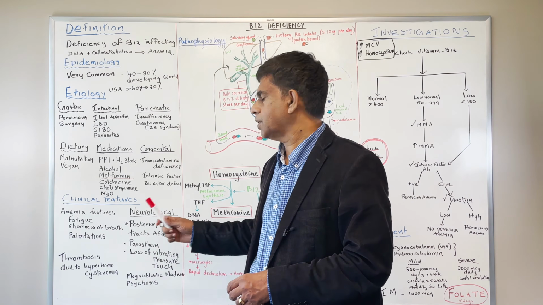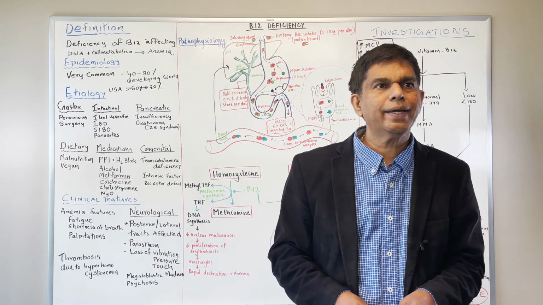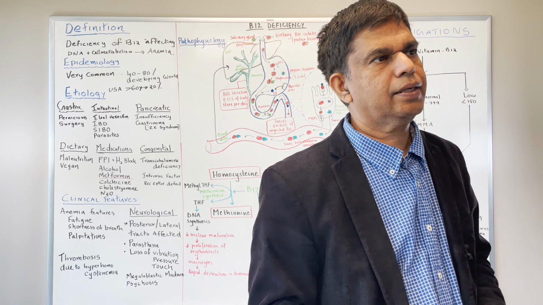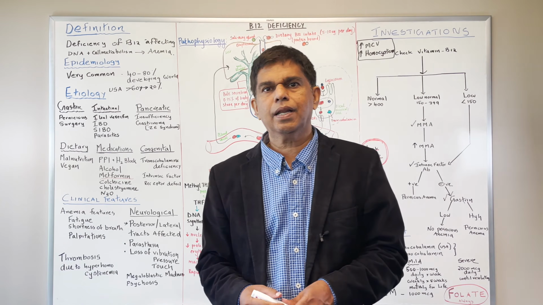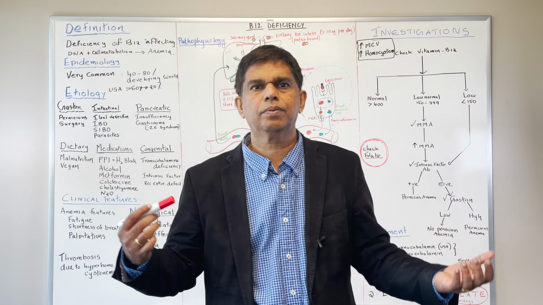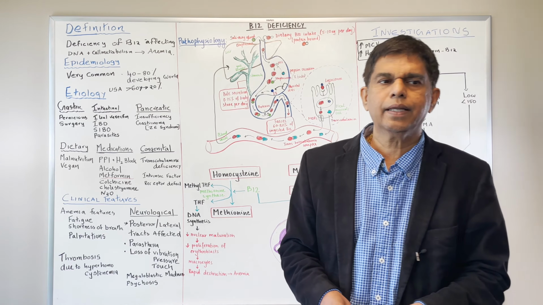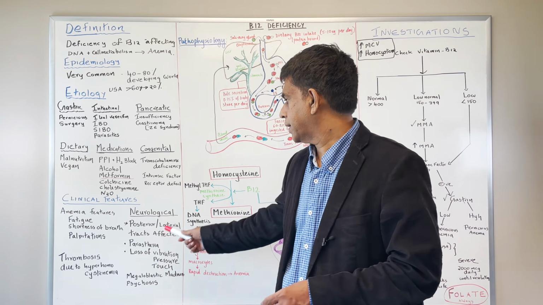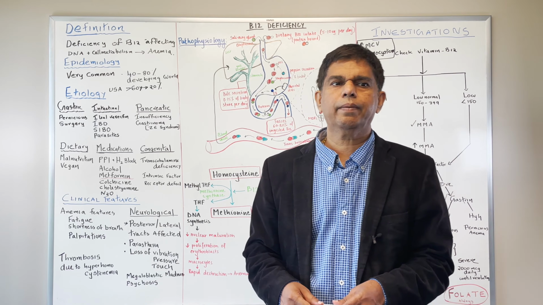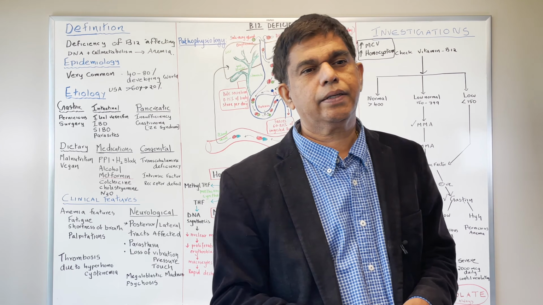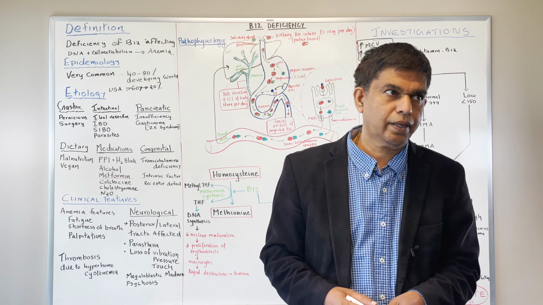So the dorsal column is affected, and then the spinocerebellar tract is affected. When you talk about spinocerebellar, ataxia and gait problems also come into play. And then the lateral corticospinal tract is also affected. So what's going to happen? You get weakness, spastic paralysis, and those kinds of things can happen.